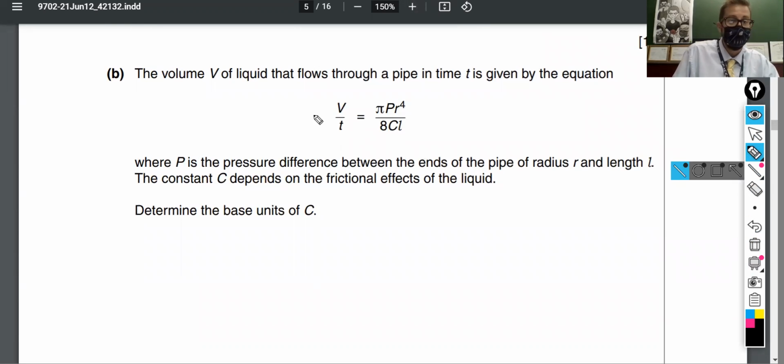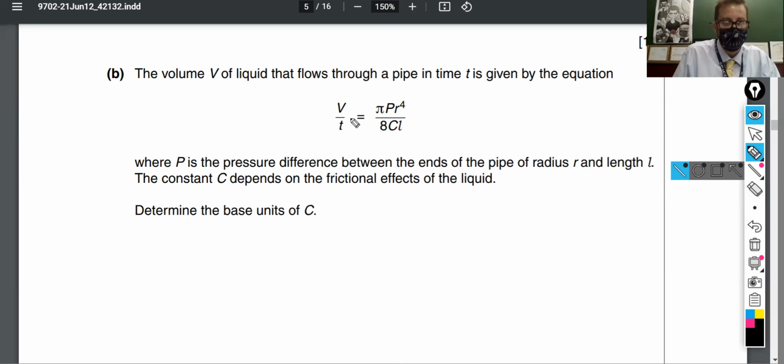All right, welcome back. On to the fun one. The volume of liquid that flows through a pipe in time t is given by the equation here. P is the pressure difference between the ends of the pipe of radius r, length L. The constant C depends on the frictional effects of the liquid. So imagine if it was a viscous liquid like molasses, slow molasses, or if it's like water, it flows more readily. So it makes sense that friction would have something to do with that.